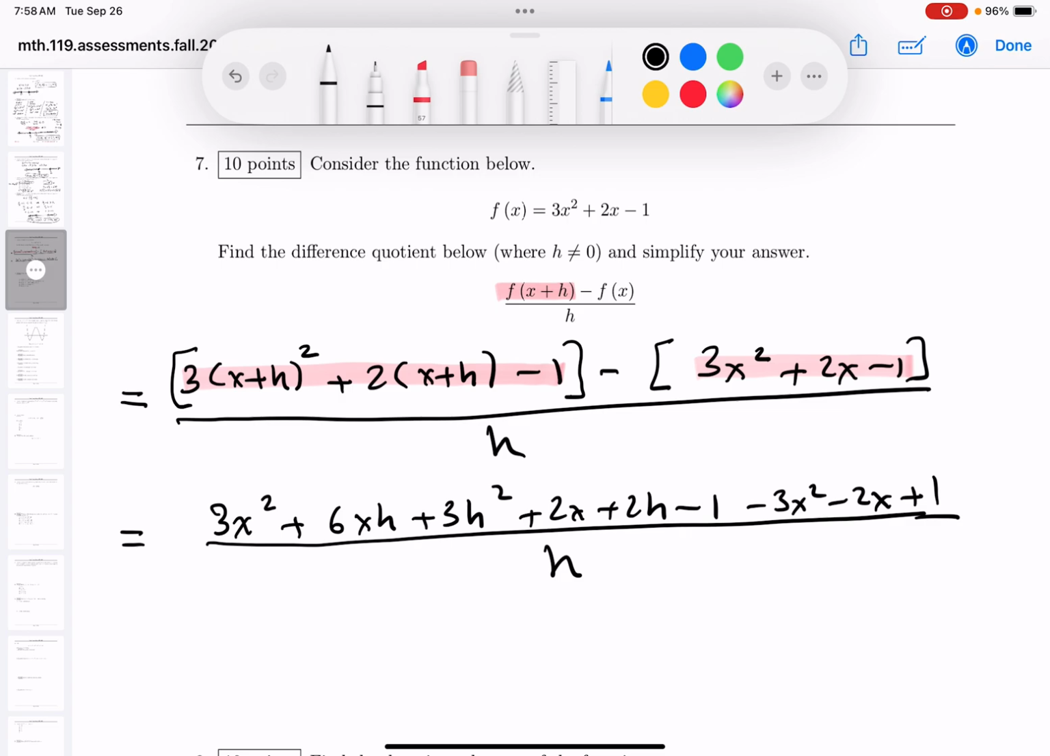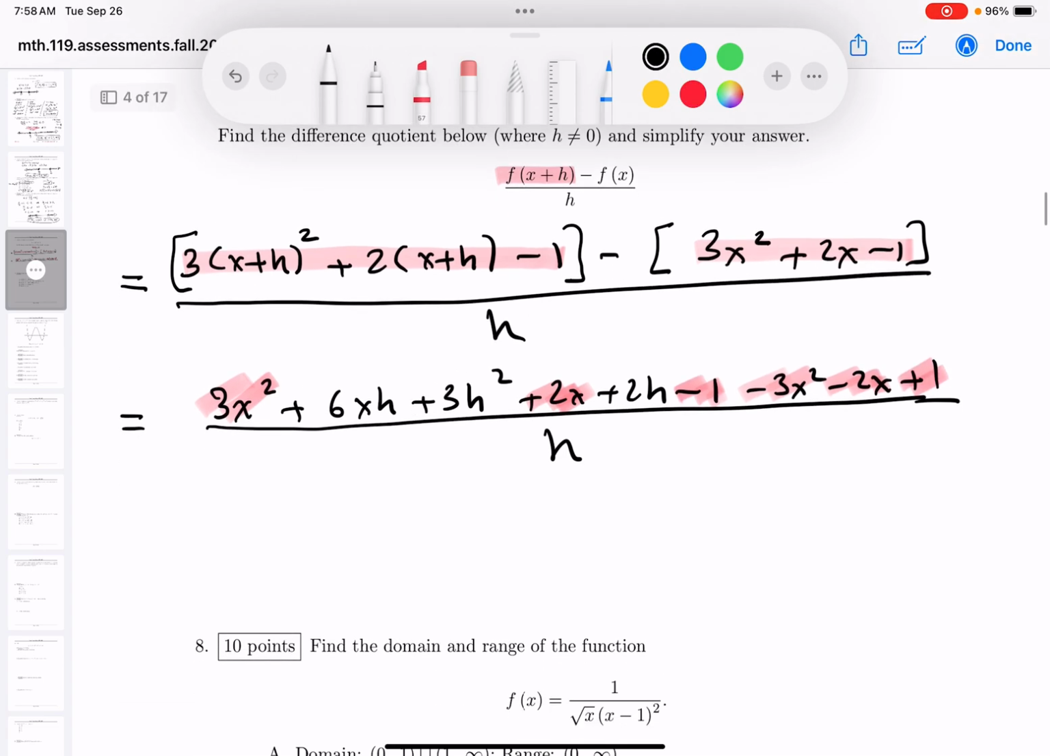All right, got some work to do. And the work is just looking around for like terms. One thing I notice is that this guy here and this guy here cancel off, because 3x squared minus 3x squared, there's no x squareds. Minus 2x plus 2x, they disappear. And the 1 and the minus 1 also disappear. So I'm left with a simpler statement, and that's going to be 6xh plus 3h squared plus 2h.